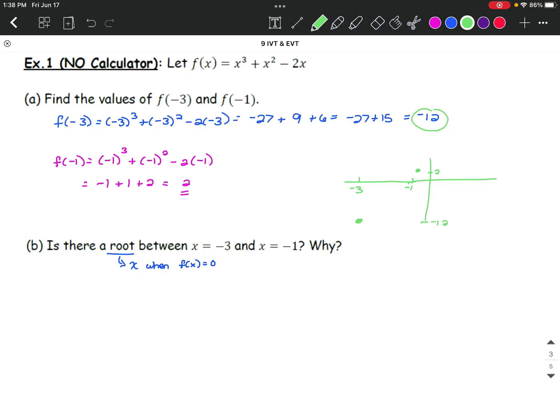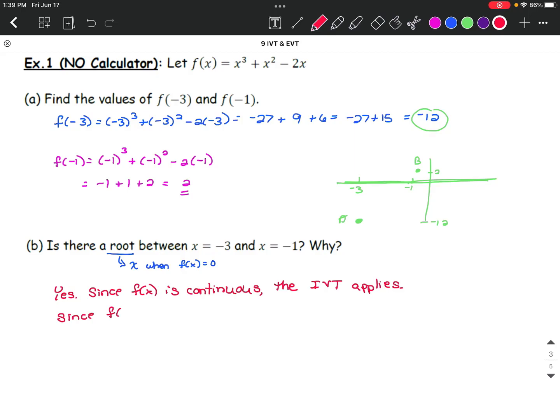Can we get from point A to point B without passing through a height of 0? Of course we have to pass through that height of 0. So our answer is going to be yes. Since f of x is continuous, the intermediate value theorem, IVT for short, applies.